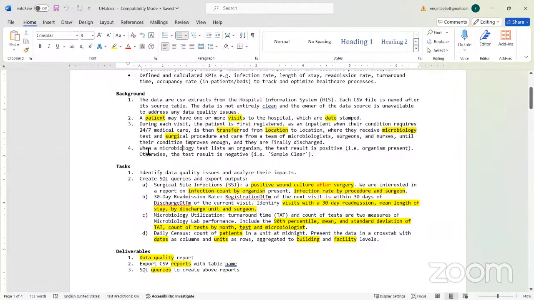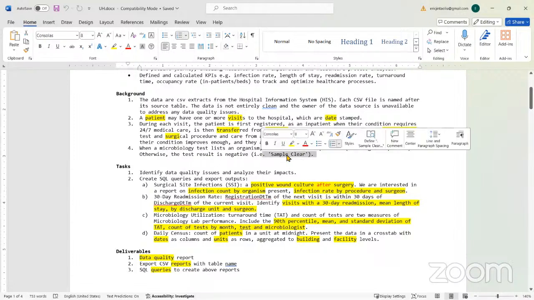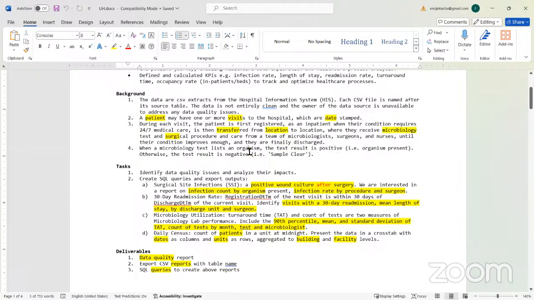Number 4 is a little technical, but after I explain, you should understand too, because all of us have lived through COVID. So we did plenty of tests, and when it's positive, we know it's something bad. When it's negative, we know it's good. So when a microbiology test lists an organism, the test result is positive. That's bad, right? So when the organism is present, that's bad. Otherwise, the test result is negative, which means sample clear.